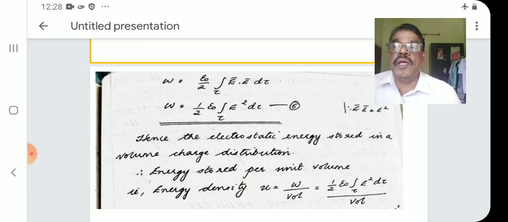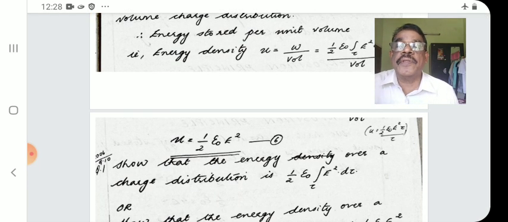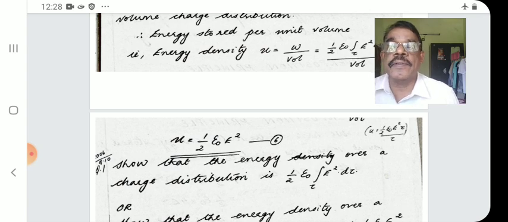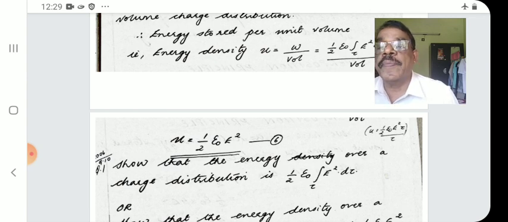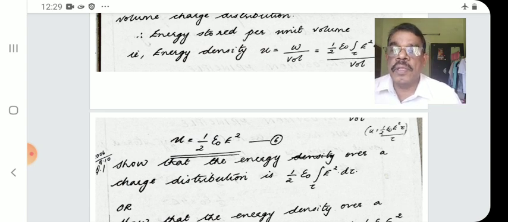square dτ by volume. Volume term cancels. Volume integral dτ, that term cancels. We get U is equal to 1 by 2 epsilon 0 E square, equation number 6. This is the energy density, energy per unit volume of a charged body.